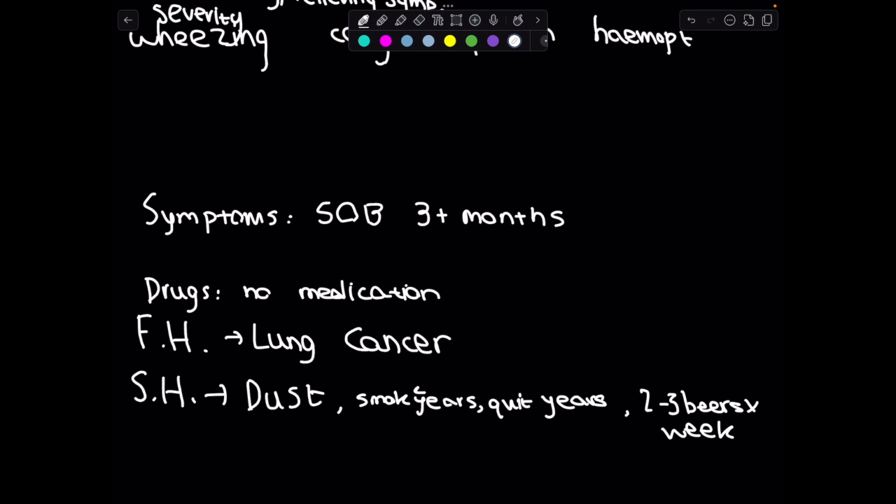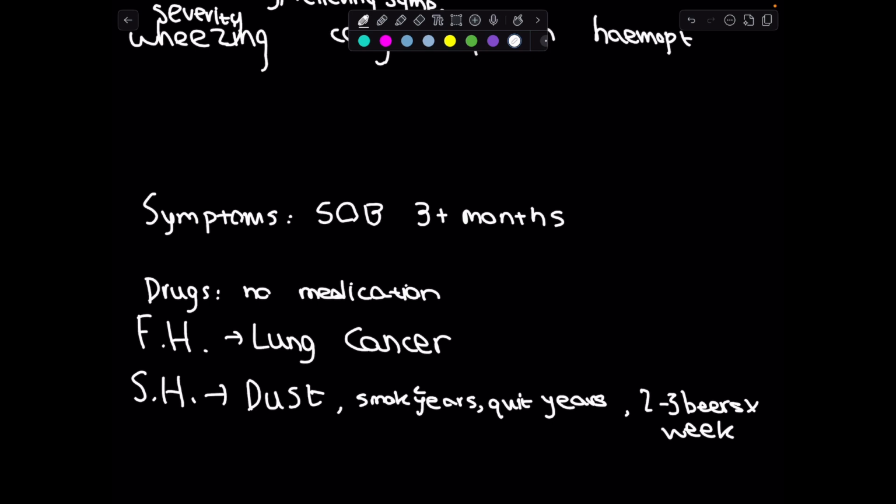Yeah, he drinks 2 to 3 beers a week, so light alcohol use not likely a major factor. With his 20-pack year smoking history, 3-month shortness of breath, dry cough, 5 kg weight loss, fatigue, and construction dust exposure, what's your diagnosis guess or next question?